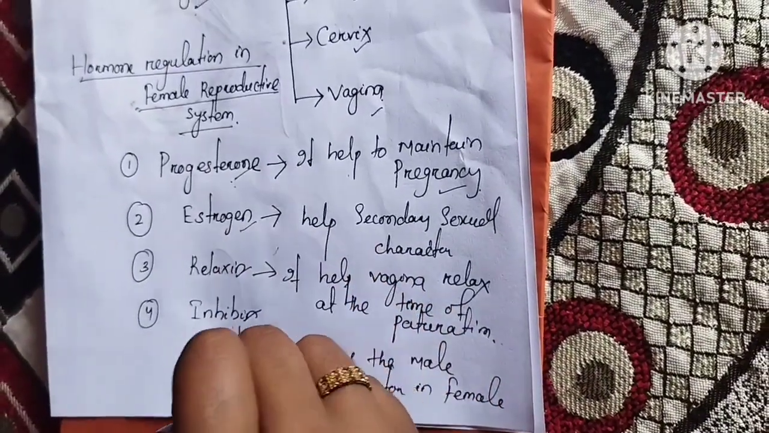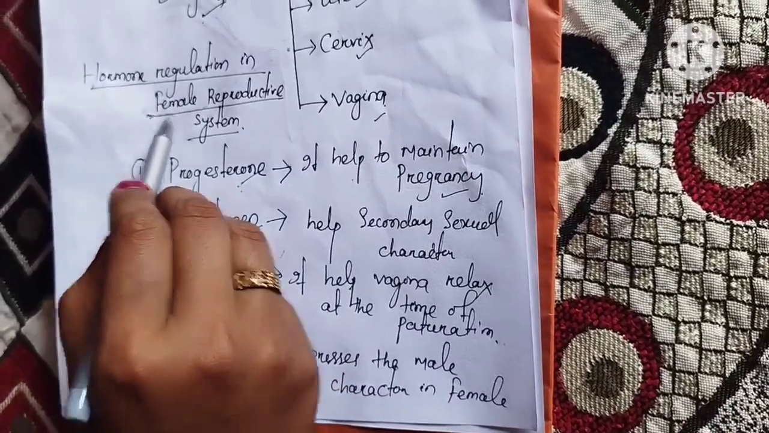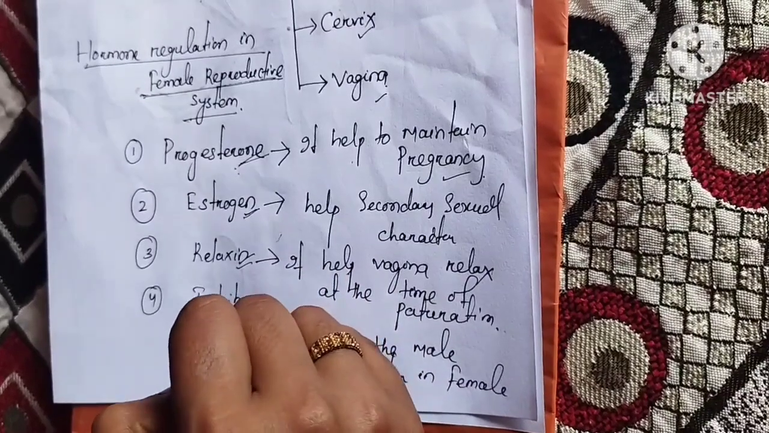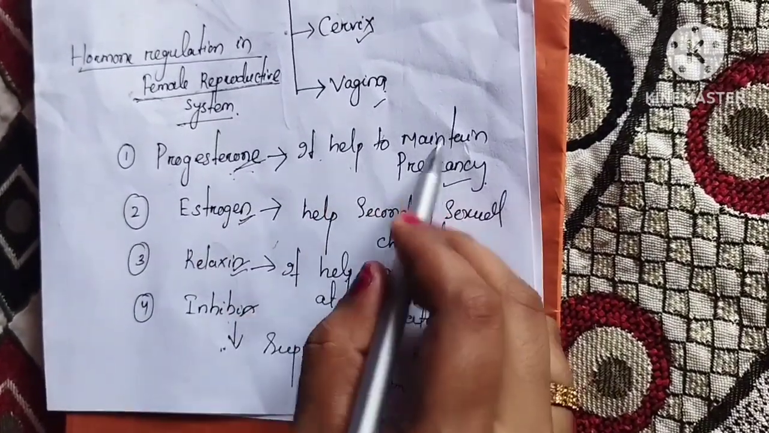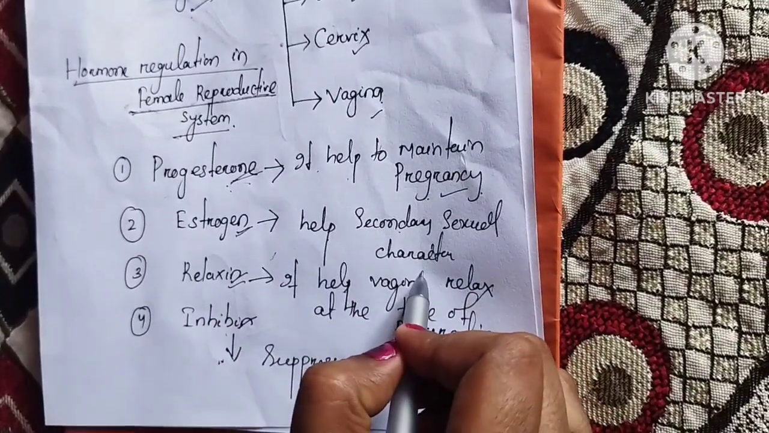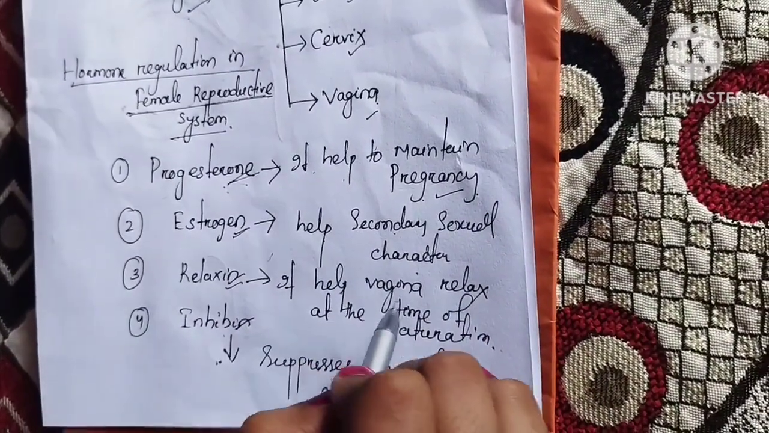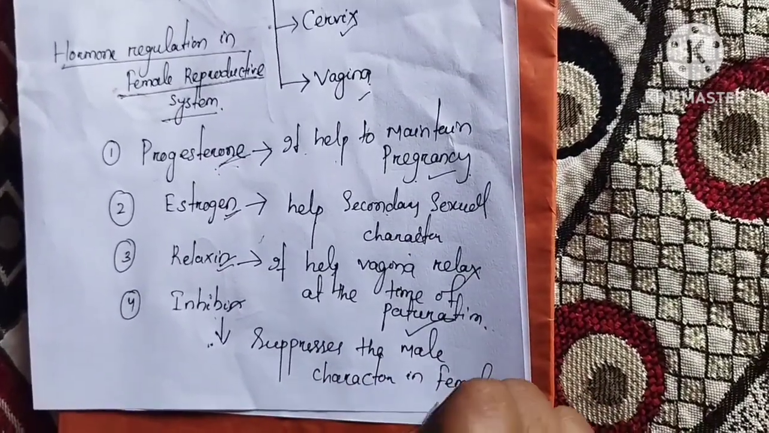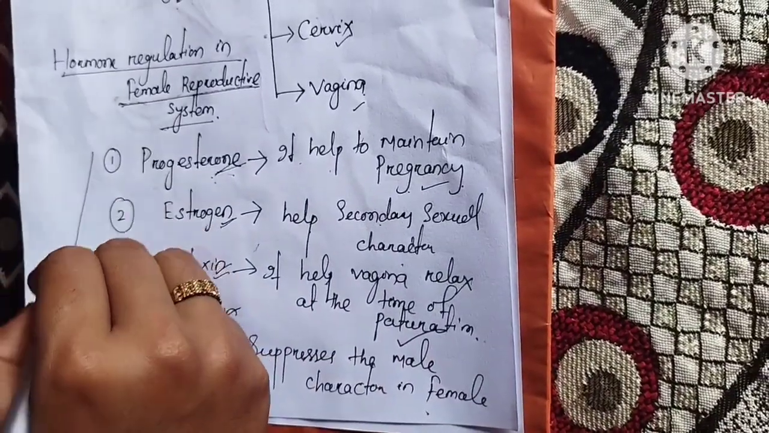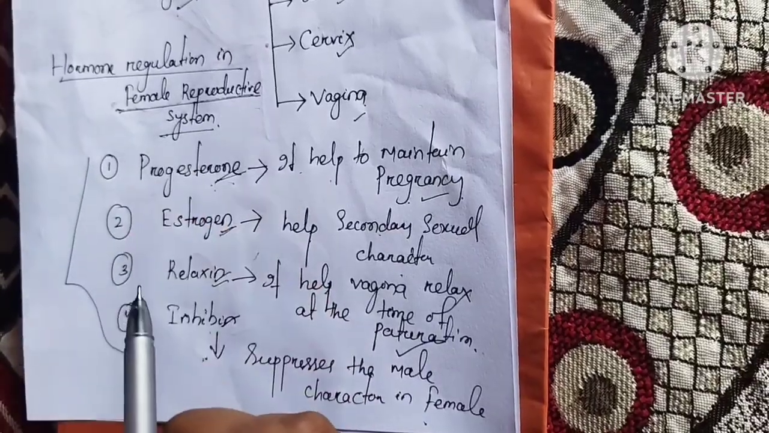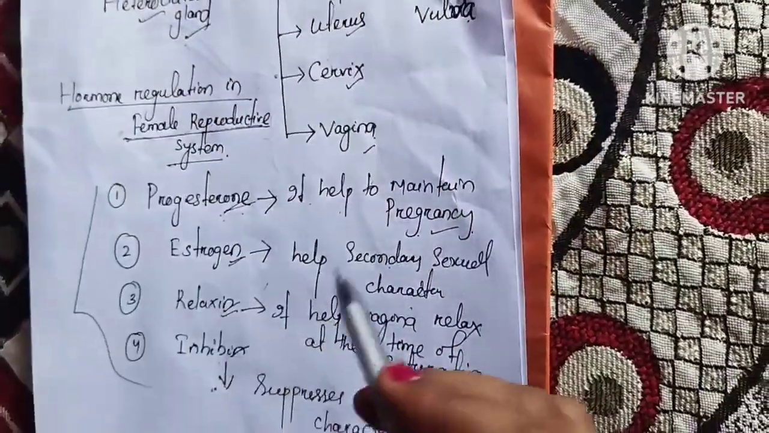So the four hormones in the female reproductive system are progesterone, estrogen, relaxin, and inhibin. Progesterone helps maintain pregnancy, estrogen maintains secondary sexual characters, relaxin helps the vagina relax at the time of parturition, and inhibin suppresses the male character in females. This is the overview of the female reproductive system.